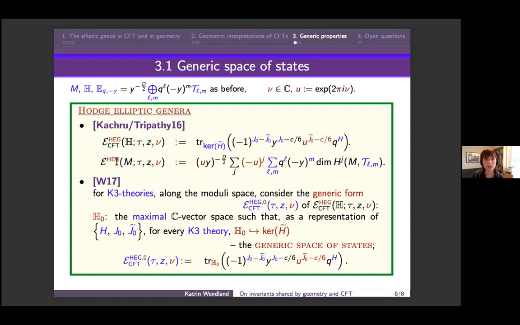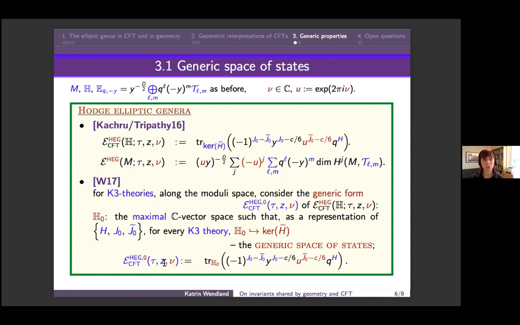Does it agree with the Hodge elliptic genus that Katrin and Tripathi defined for K3 surfaces? For K3 surfaces, they actually give a beautiful proof that they do define an invariant. Despite the problem with these dimensions here, these are invariants for K3 surfaces. So for K3, we're on safe grounds. This is a new invariant, a beautiful new invariant that Katrin and Tripathi have discovered. Is it the same as that one?